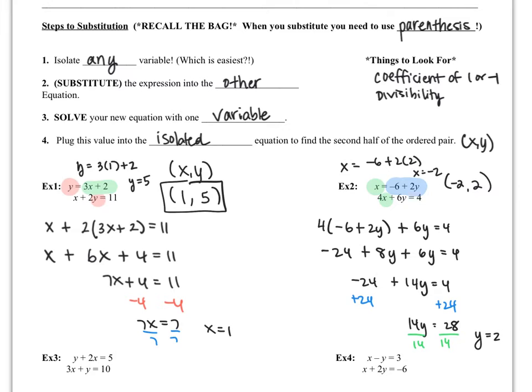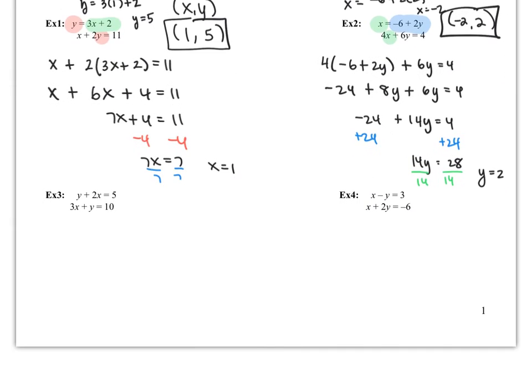So to get the x-coordinate of my solution, I went back to where x was isolated, and I replaced y with 2. And so that said x equals negative 6 plus 2 times 2. 2 times 2 is 4, and 4 plus negative 6 is negative 2. And so my point of intersection would be (-2, 2). Let's look at example 3.